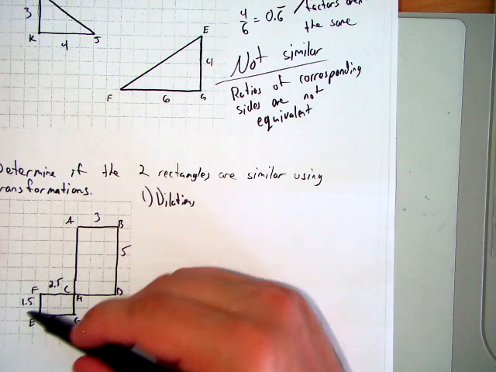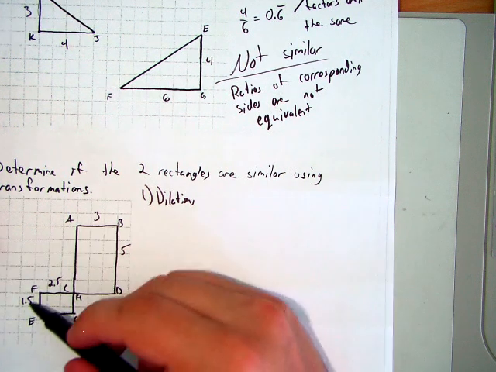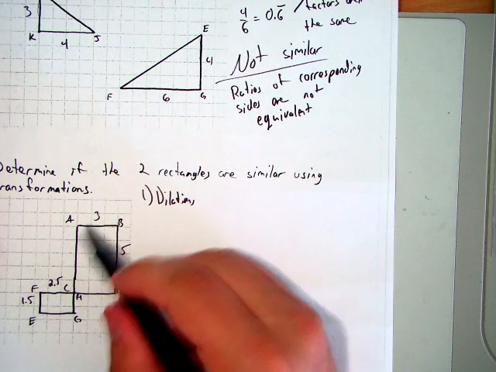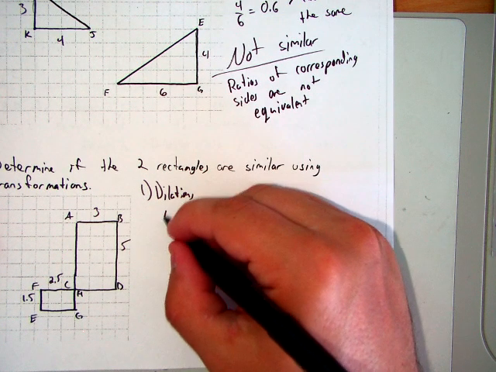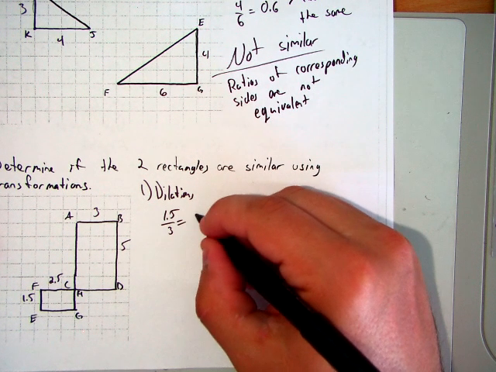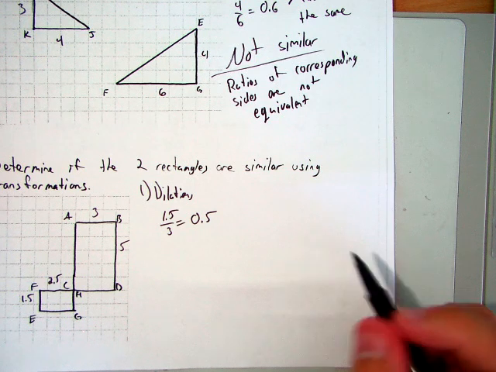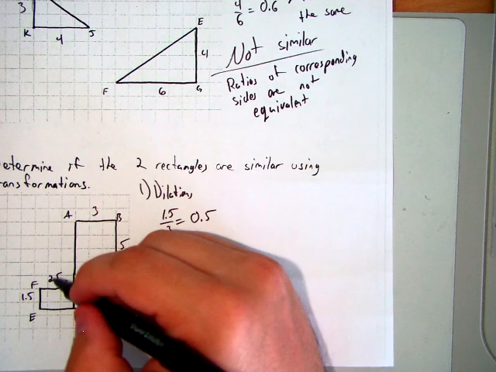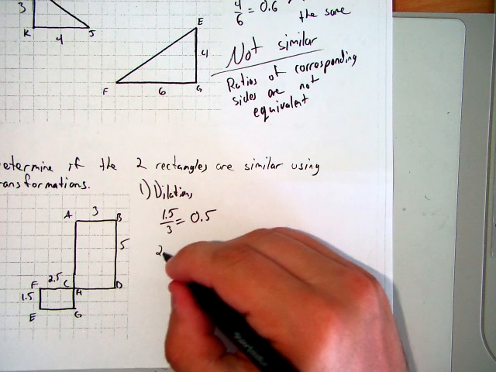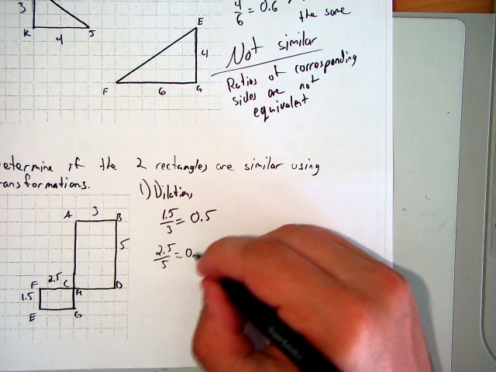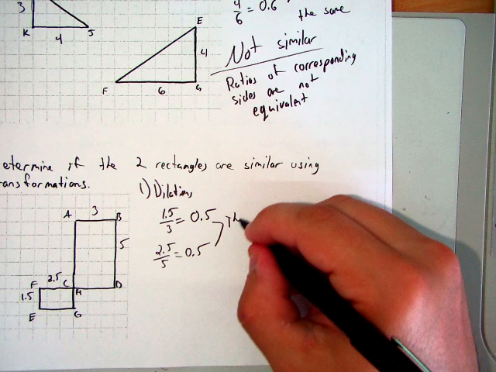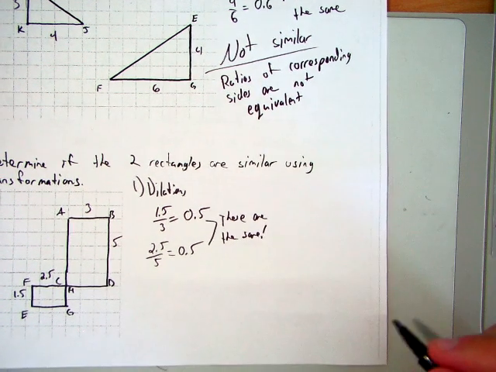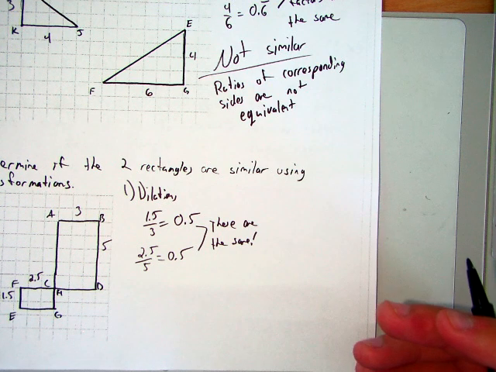So let's look at corresponding sides. 1.5 and 3 to get from EF to AB. That would be 1.5 to 3, and that would be a scale factor of 0.5, or a ratio of 0.5. Next one, 2.5 and 5. That would also be a scale factor of 0.5. So these are the same. Which means that they are similar.